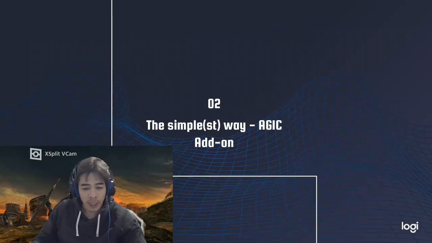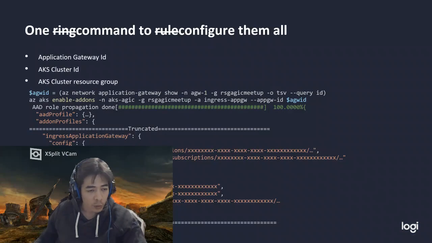Okay, so let's have a look at the deployment in the simplest way, which is the add-on. This is one command. You need to have an application gateway and get its ID. You also need to have an AKS cluster, its ID, and the resource group which contains the AKS cluster. And then you only use this command. This is something that I took from the documentation.